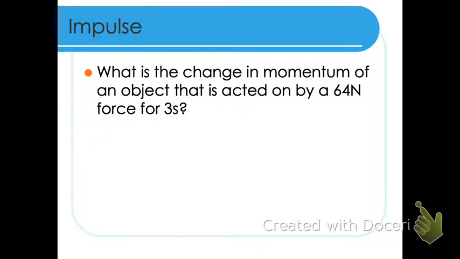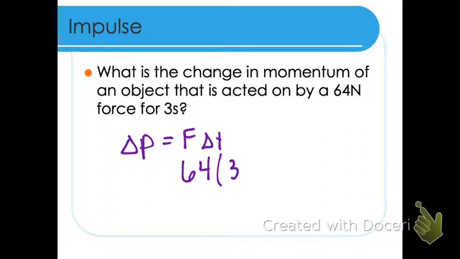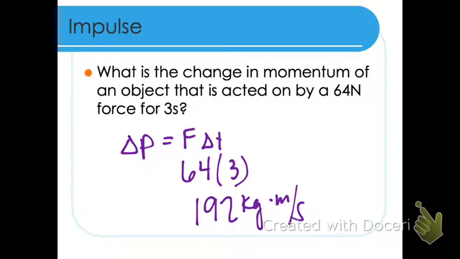Three seconds. Do we have to use our larger equation here? No. Can't we just do delta P equals F delta T? 64 times 3. Right. That's it. 192 kilogram meters per second. Okay, you might also see units that are Newton times seconds, right? Because when you take force times time, that's Newton times seconds. We'll still go ahead and just measure it like that. But if you see it that way, that's still a momentum unit as well.